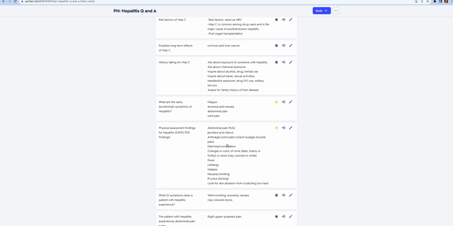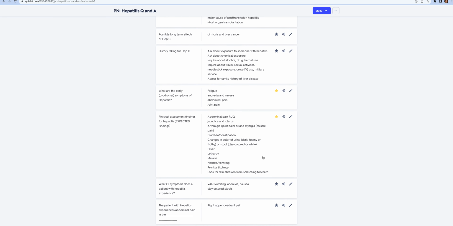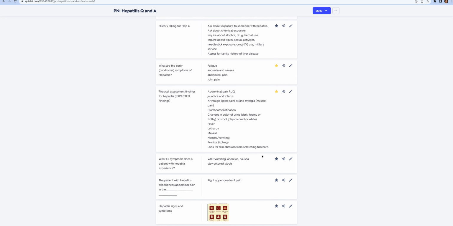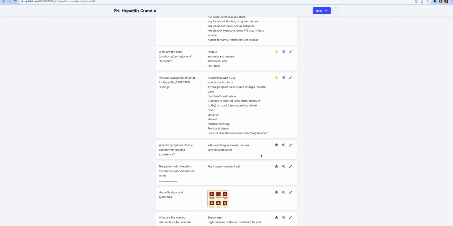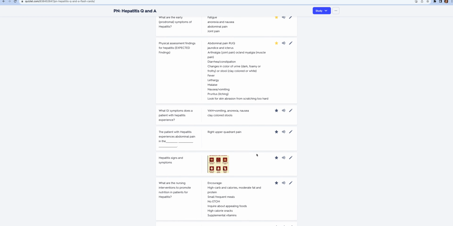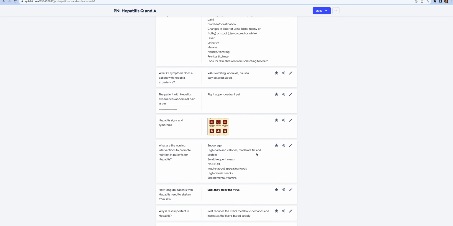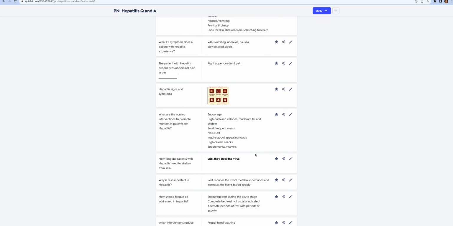I talked about the joint pain being early, and muscle pain. Diarrhea and constipation. They're going to have changes in the color of their urine. It'll be dark, foamy, or frothy, and their stool may become clay colored. They'll have a fever, lethargy, malaise, nausea, and vomiting, and itching. All right. GI symptoms are going to be VAN, so vomiting, anorexia, and nausea, and clay colored stools. So the pain is going to be in the right upper quadrant. And patients with hepatitis need to abstain from sex until they clear the virus.